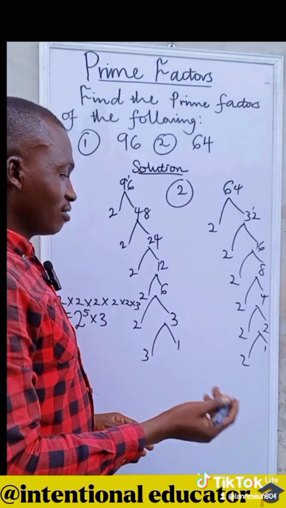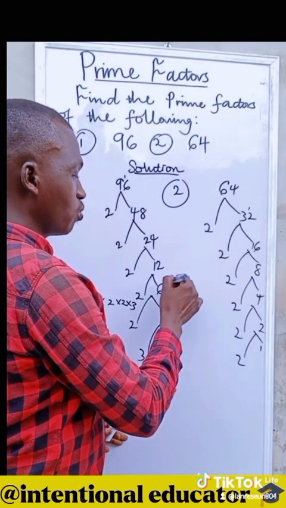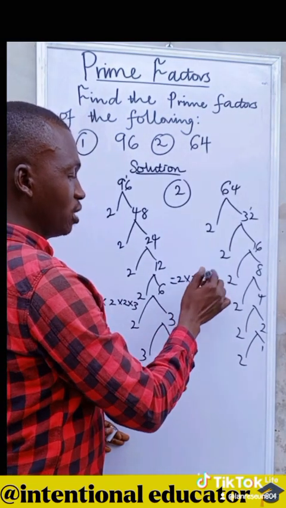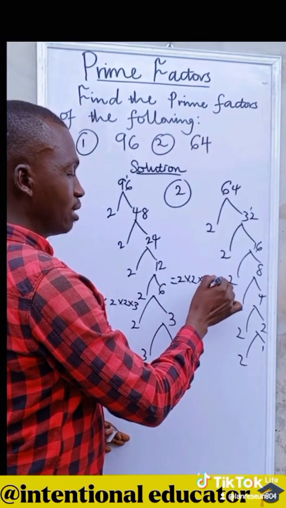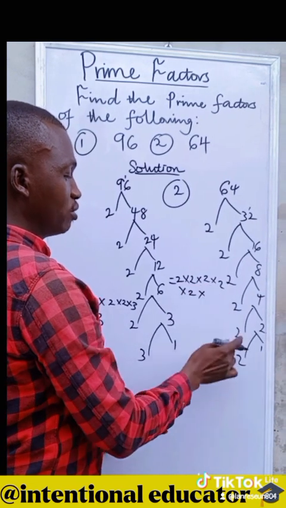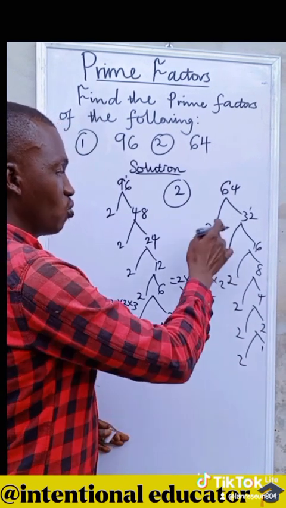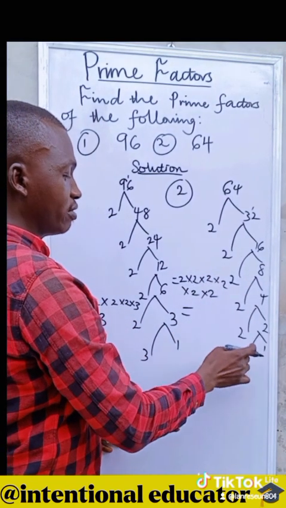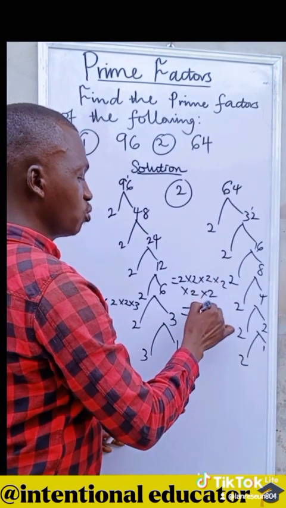When you look at it now, just look at it as 64 equals what? 2 times 2 times this 2 times this 2, times this 2 times this 2. That is 1, 2, 3, 4, 5, 6. That will be 2 raised to power 6.